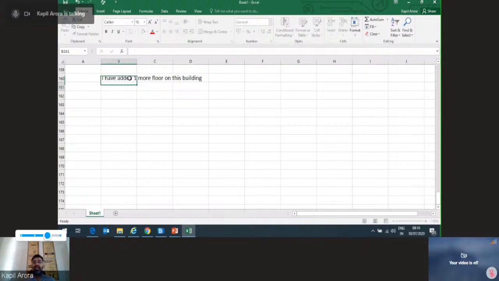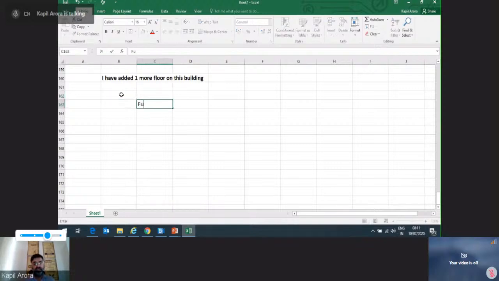I have added one more floor on this building. This is subsequent expenditure. Means when I have added one more floor, I might have spent some money: 10 lakh, 20 lakh, 50 lakhs, whatever the amount is. Then I check again one thing.